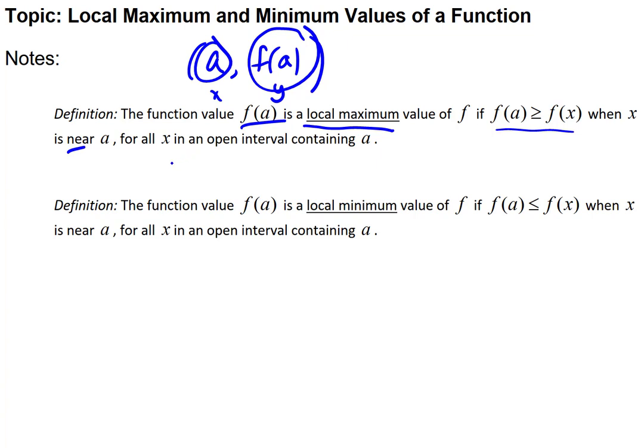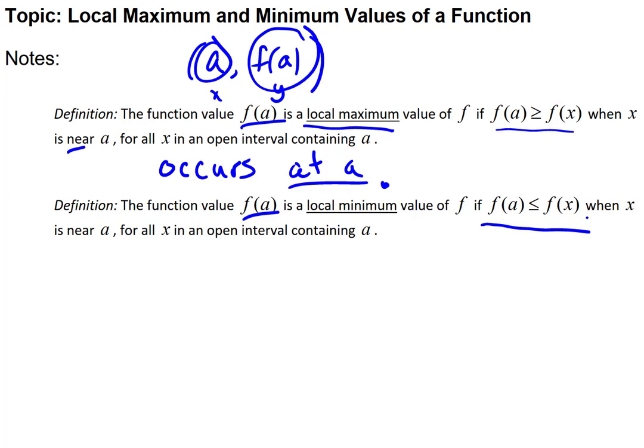So we could say it occurs at a. So a is where on the axis the min or max occurs, but the actual min or max value is the y value, the f of a. And so, of course, the next definition is for a local minimum. In this case, f of a is less than or equal to all other values near it.